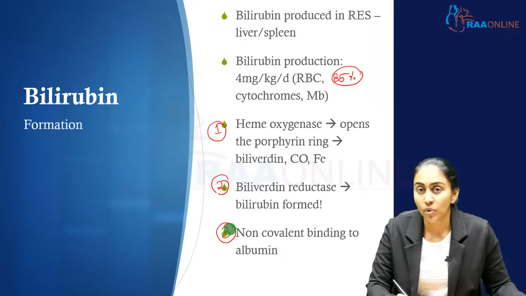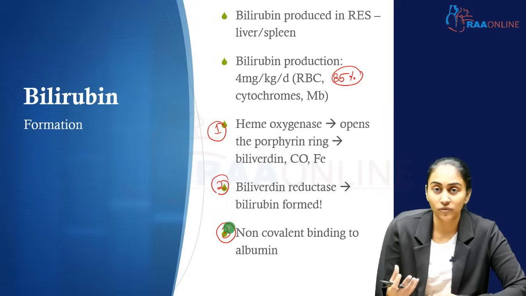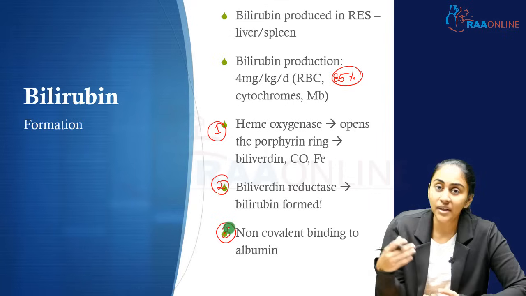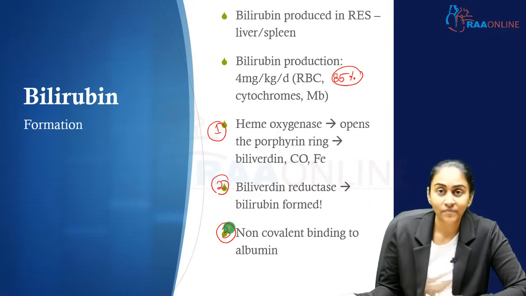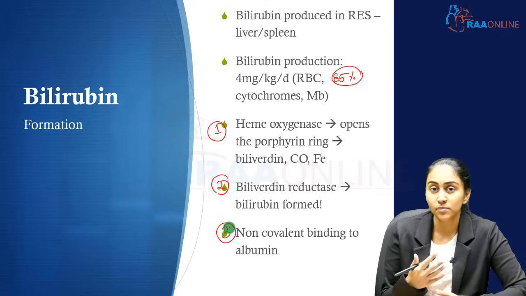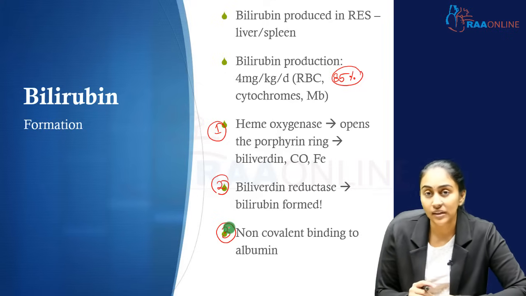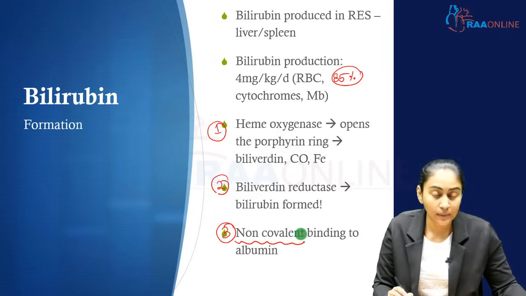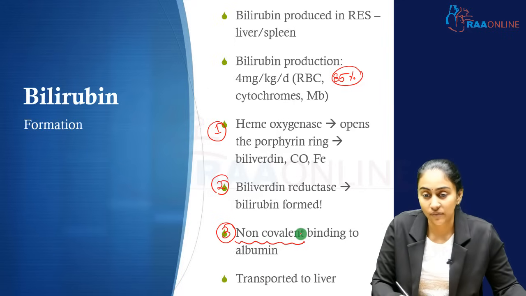So, these are the important steps that need to be remembered. One, heme oxygenase opens up the porphyrin ring and gives you biliverdin, carbon monoxide and iron, and biliverdin reductase converts biliverdin into bilirubin. But bilirubin cannot be transported directly by the bloodstream. Therefore, it is non-covalently bound to albumin. And remember, this is non-covalently bound to albumin and then transferred via blood to the liver.